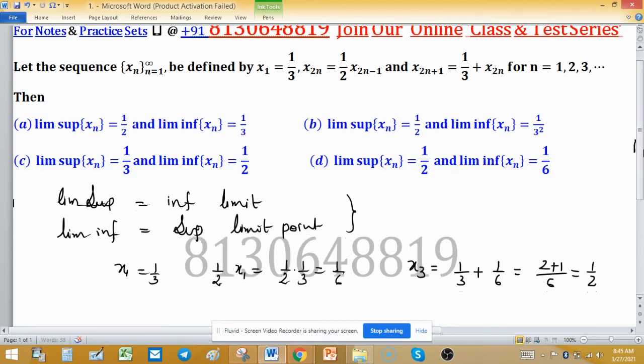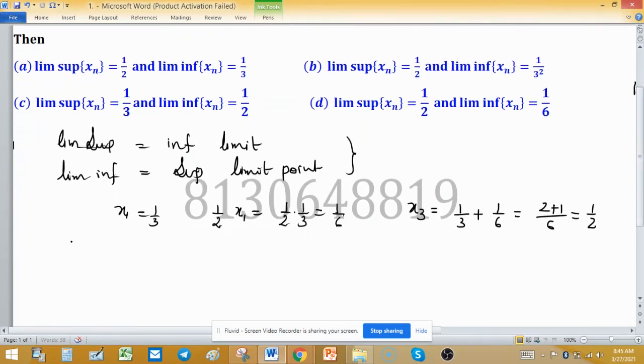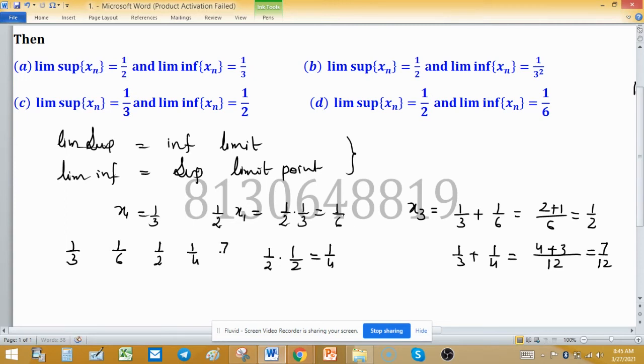So a few terms of the sequence are: 1 upon 3, this is the first term. The second term is 1 upon 6. And the third term is 1 upon 2. You can compute other terms: x4 will be 1 upon 2 into 1 upon 2. This is equal to 1 upon 4. And x5 is 1 upon 3 plus 1 upon 4. This is equal to, with 12 as the LCM, 4 plus 3 is 7 by 12. So 1 upon 4, 7 by 12.